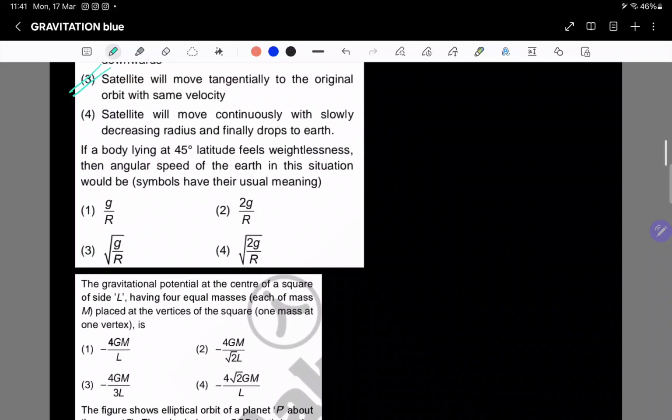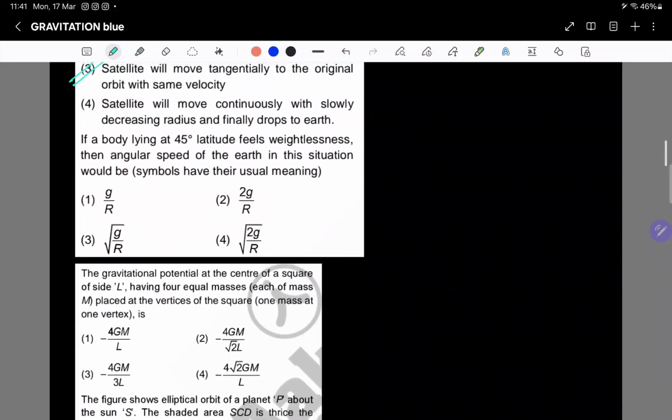Students, very important. Next, if a body lying at 45 degrees latitude feels weightlessness, the acceleration due to gravity with latitude formula is g phi equal to g minus r omega square cos square phi. Phi equal to 45 degrees is given. Weightlessness means g phi equal to 0 only. So 0 equal to g minus r omega square cos square 45, and cos square 45 is nothing but 1 by 2.